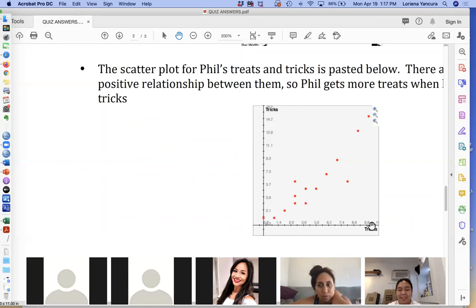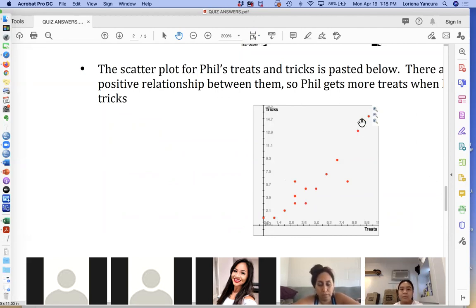So I asked you what the relationship was between tricks and treats. And we can see, because it's an uphill slope, that it's a positive relationship. It's a positive relationship because both variables move in the same direction. More tricks means more treats. Fewer tricks means fewer treats. So that's a positive relationship.